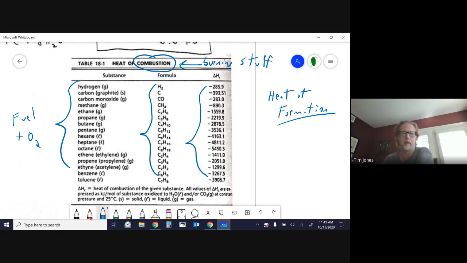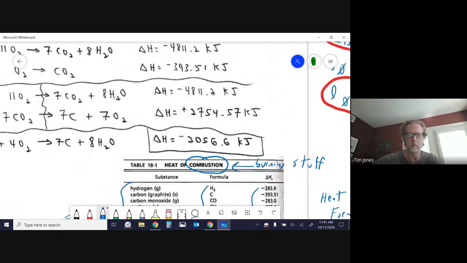So I find when students are asked to do Hess law with this new chart, this heat of combustion, all of a sudden they're a little bit freaked out because they've only used the formation chart. You can use any reaction with Hess law. It doesn't matter. We just use the formation chart because it's the easier chart. So back to this problem.